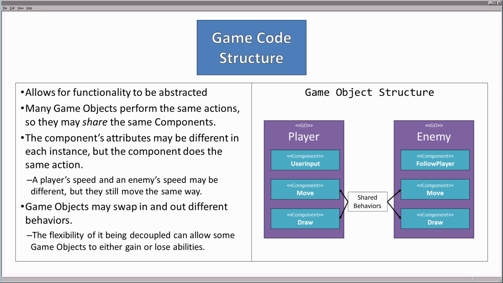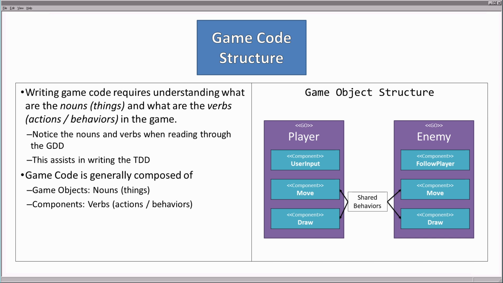Game objects may also swap in and out different behaviors. This kind of flexibility allows it to be decoupled and allows some game objects to either gain or lose abilities.